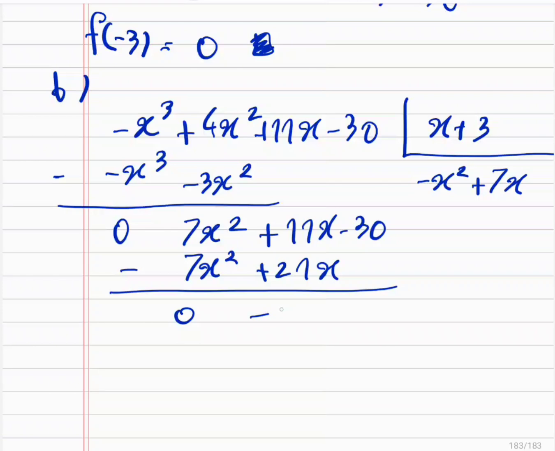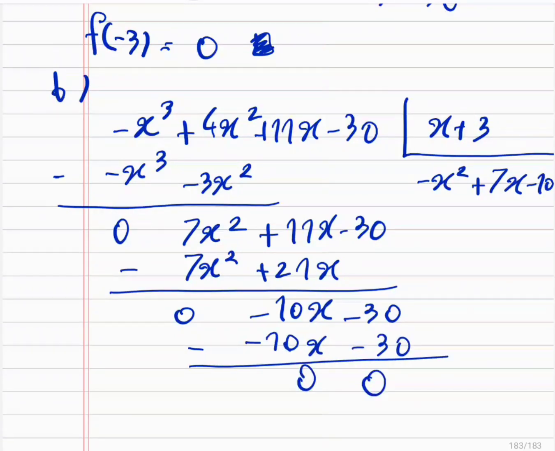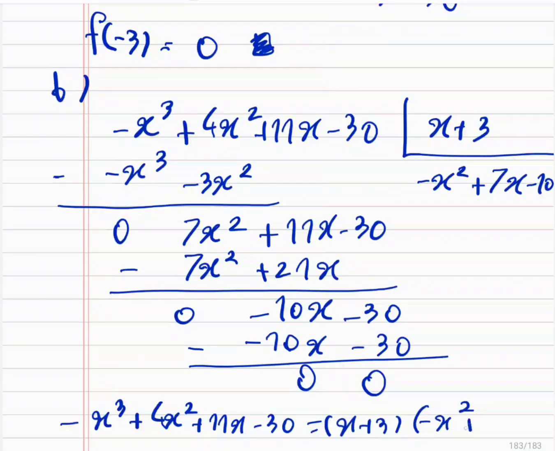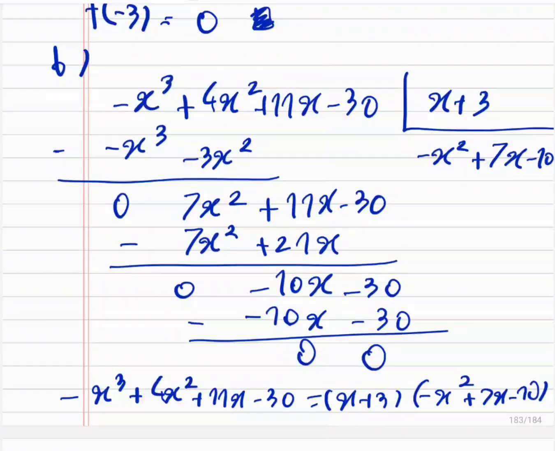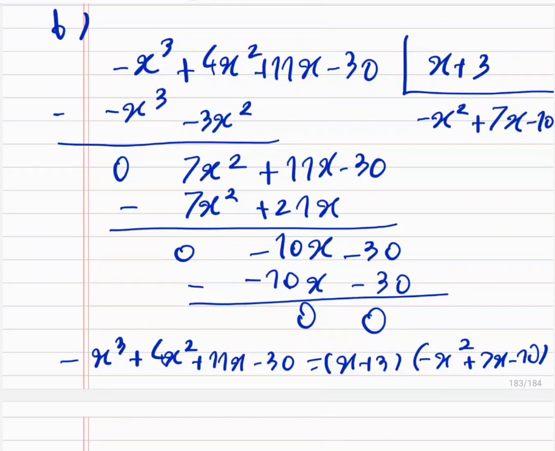And then here we get minus 10x minus 30. And finally, we just write minus 10, because minus 10 times x is minus 10x, and then times 3 is minus 30. So again, subtract, and we get 0. This means that we have found the quadratic factor of this cubic. So therefore, minus x cubed plus 4x squared plus 11x minus 30 can be written as x plus 3 times minus x squared plus 7x minus 10. So that's the solution here.